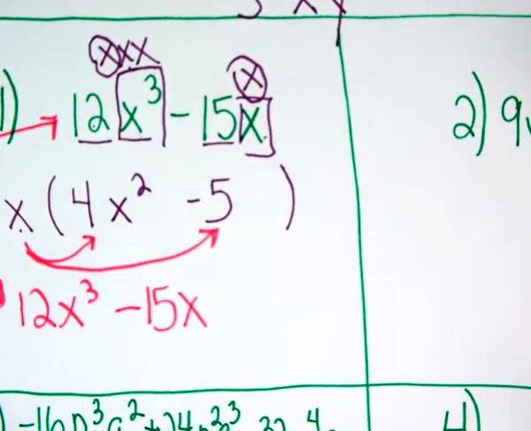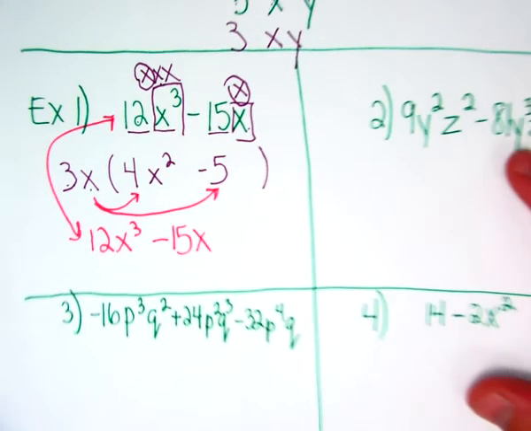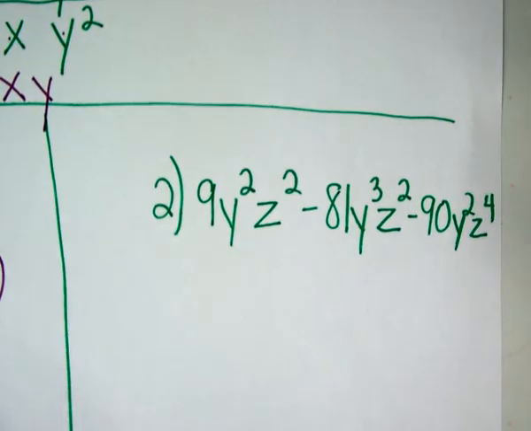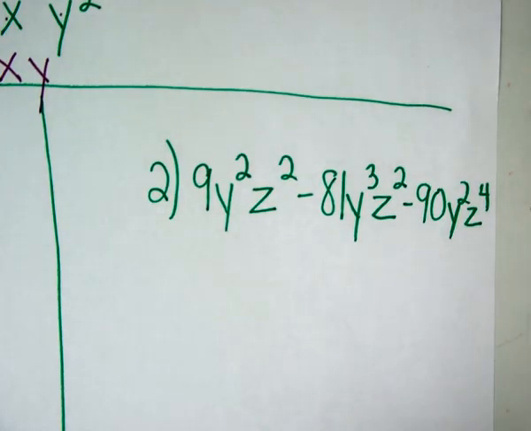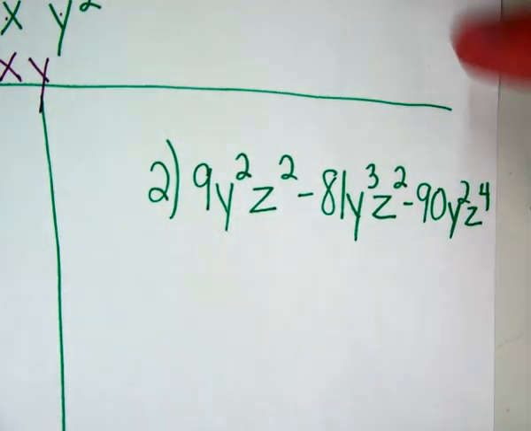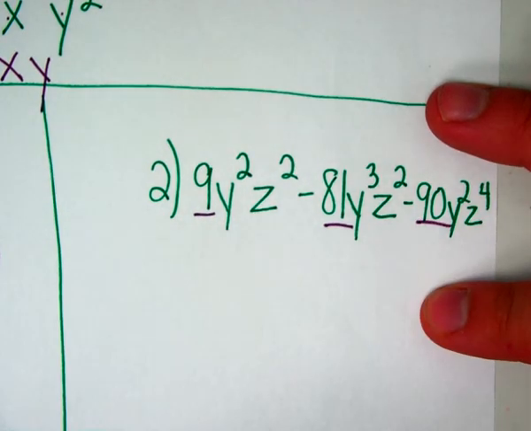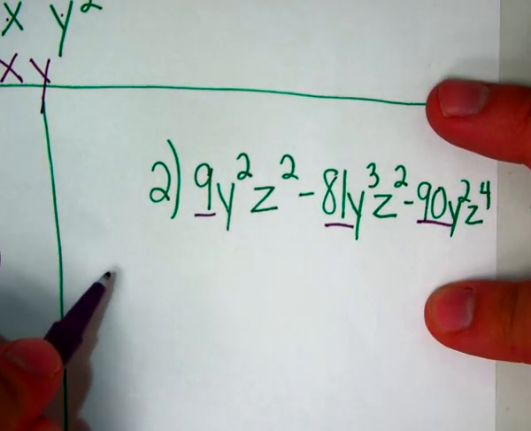All right, so you guys were pretty good at this in class. Let's go through and do a few more. Let's get right to the more challenging ones. All right, so we have 9y squared z squared minus 81y cubed z squared and 90y squared z to the fourth. So looking at the numbers, just 9, 81, and 90, the biggest value that they're all divisible by is just a 9.